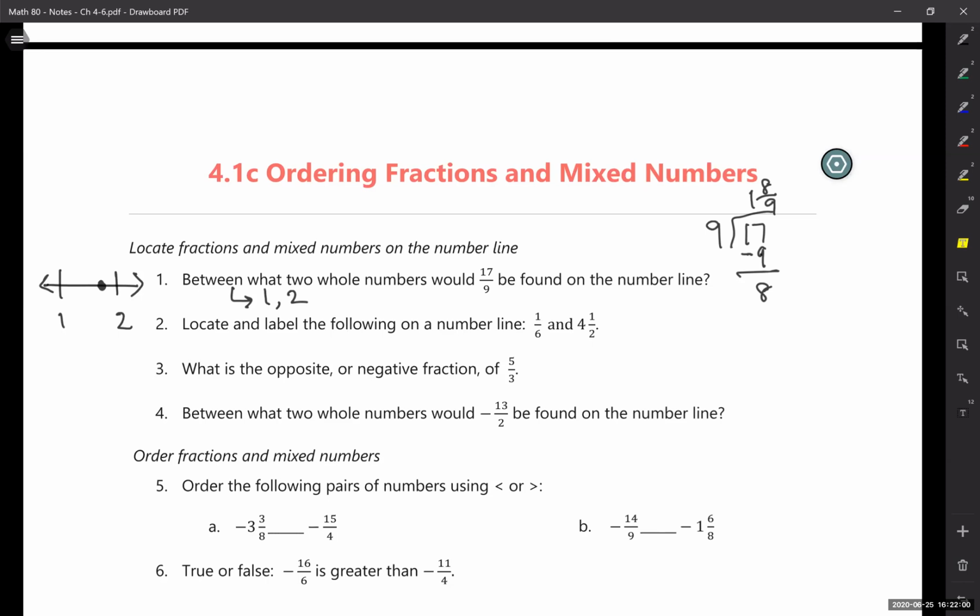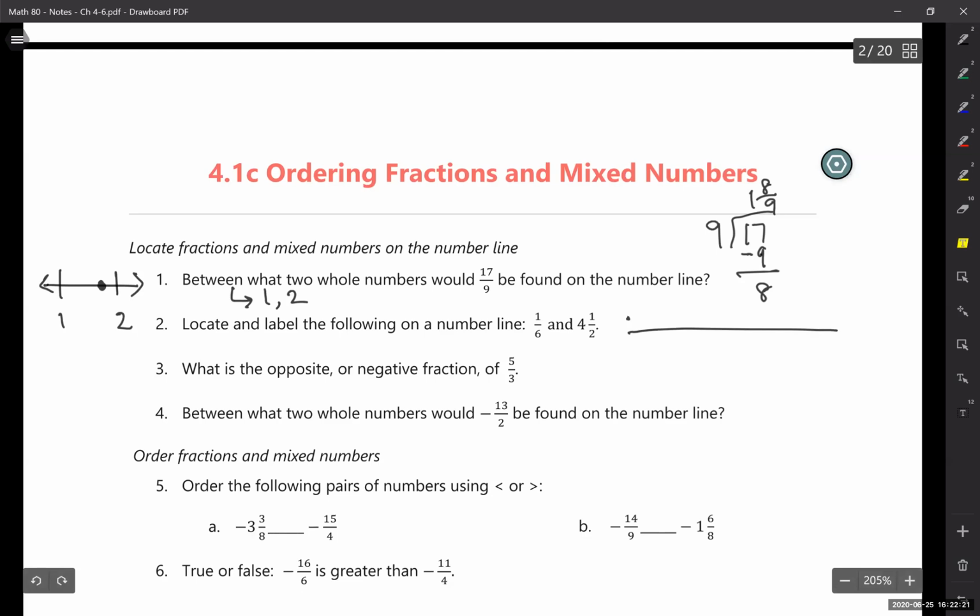Okay, next up on the number line again, it says locate and label the following on a number line. So on the homework, you're going to be given a number line and you will just put the dot there with your mouse. You'll just move the dot around. But I want to show you how you could draw that on your own. So I'm just going to make this one number line.